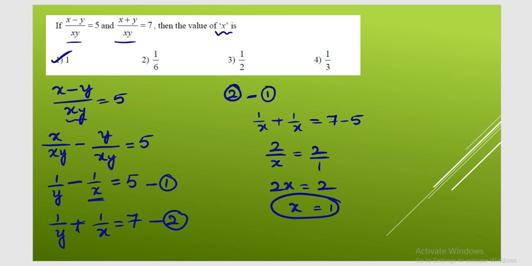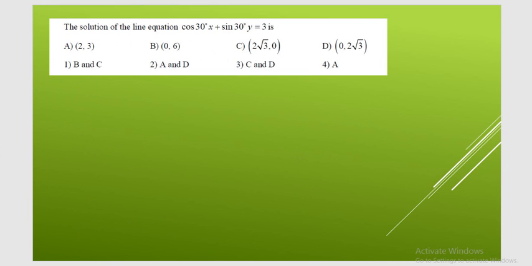See, if I want to find the value of y, then what should I do? I need to do equation 1 plus equation 2. Then automatically the x terms will get cancelled, right? Since I need the x value, I have directly done subtraction. Okay, next moving on to the next question.